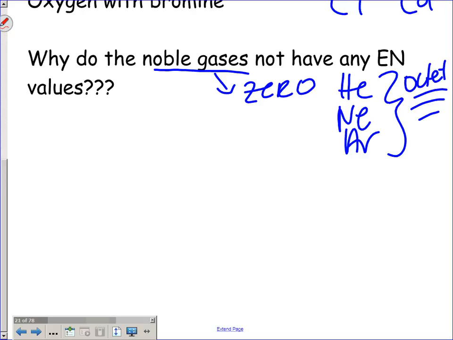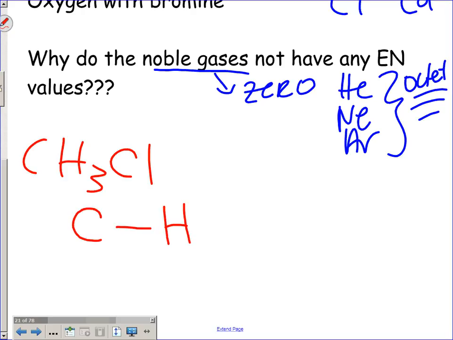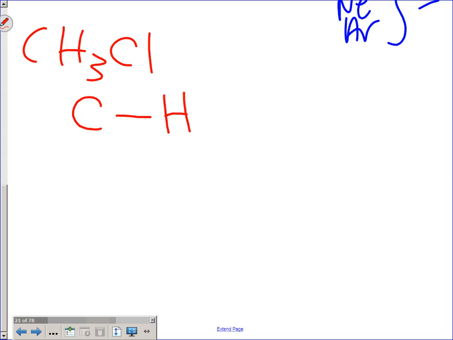So you guys see the first example? It says CH3Cl. See that one? Okay. You are going to do the electronegativity difference between carbon and hydrogen, and then carbon and chlorine. I want you to do the electronegativity differences there.